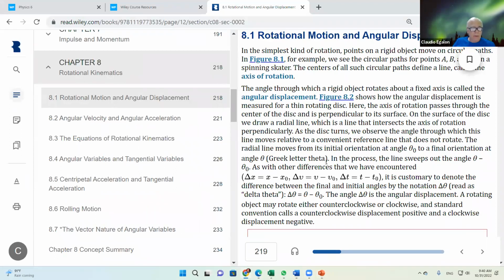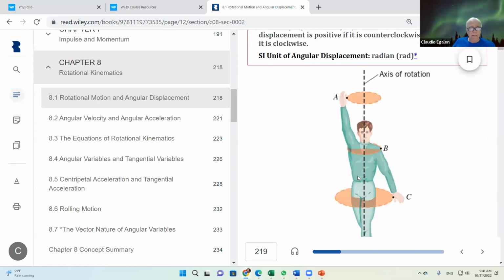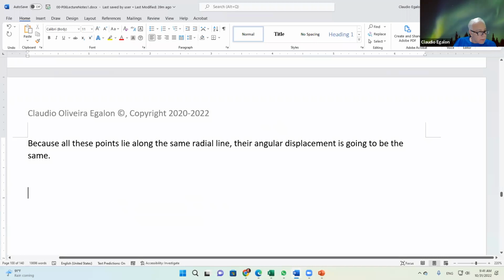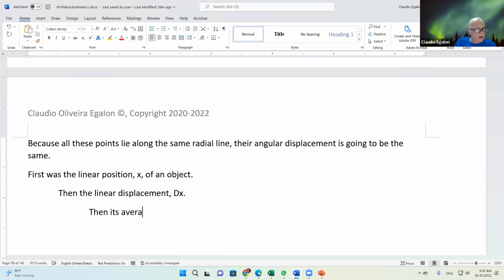And then what else do we have to do? We're going to continue to follow the same recipe that we did for one-dimensional kinematics. So here we go. Going back to our notes here. Remember, first was the linear position, that we defined linear position x, position x of an object. Then the linear displacement, delta x. Then its average velocity, V average.